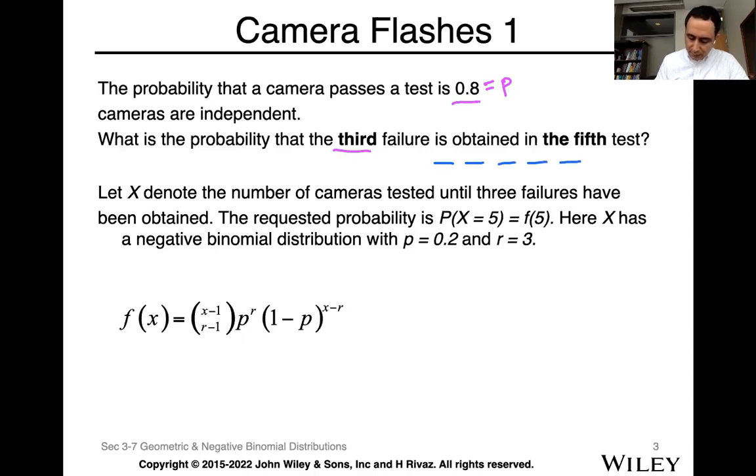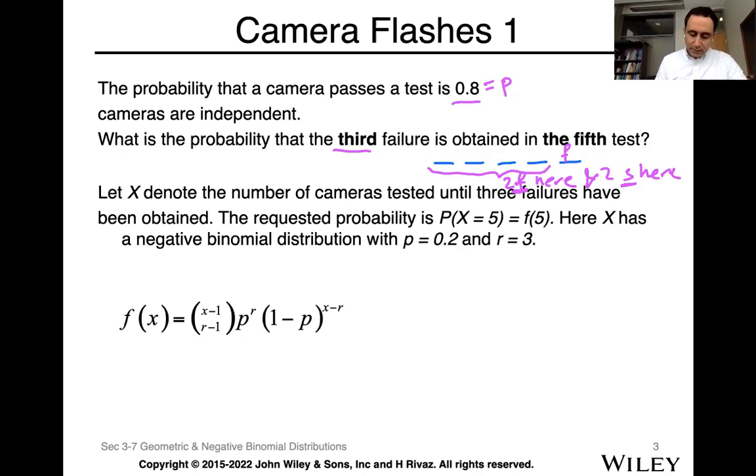For the third failure, this last one for sure is a failure. And then I have 2 failures among the 4 remaining experiments. Since there's a total of 4 and 2 of them are failures, that means that 2 of them are successes. So 2 S here and 2 F here.